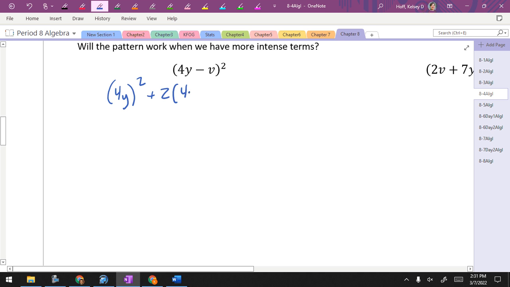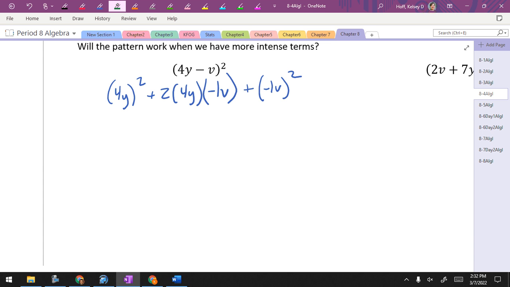Two times 4y. Very good. I'm going to put a negative 1v there, but good job with your negative. Good. And then how do I get the last one? Negative 1v squared. Now be careful here. 4y squared. Good job. You got to square the 4 and the y squared, so you end up with 16y squared.